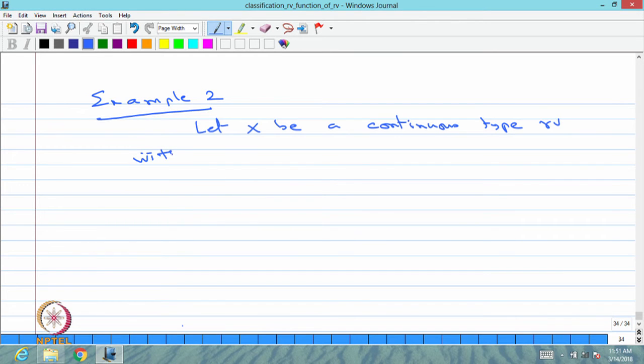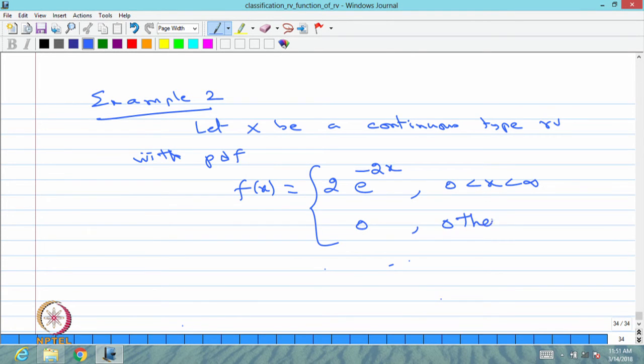I will take a next example where the expectation exists. Let x be a continuous type random variable with probability density function f of x equal to 2 times e power minus 2x when x lies between 0 and infinity, otherwise it is 0.